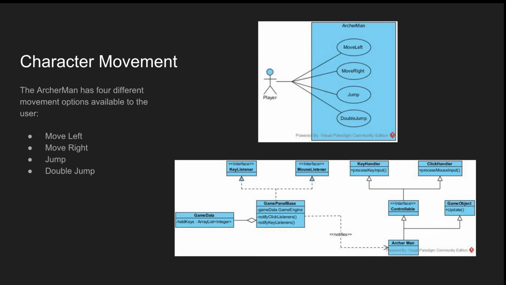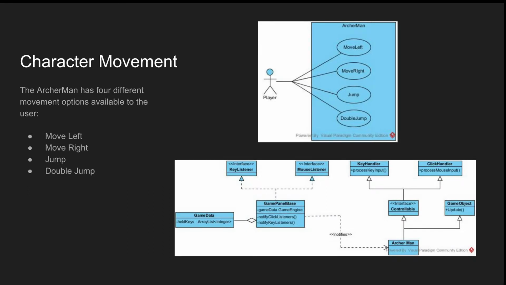One of the first major accomplishments that I did for this project was character movement. So the Archerman has four different movement options: moving left, moving right, jumping, and double jumping. The Archerman is able to do this because of a few things.